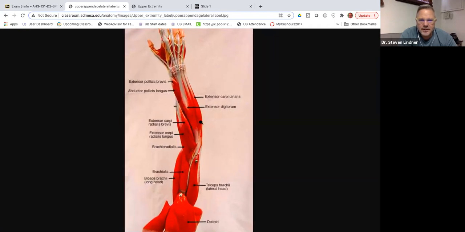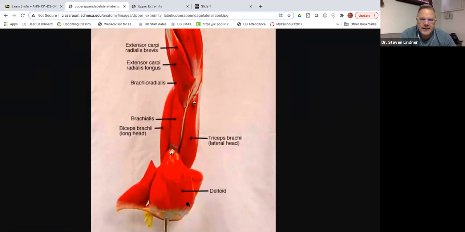Let's scroll up here and let's look at the shoulder, and we'll see here's the deltoid, here's the clavicle. So this portion is the anterior deltoid. Back here, posterior deltoid, and right in the middle, middle deltoid. So the anterior deltoid flexes the shoulder, posterior deltoid extends the shoulder, middle deltoid abducts the shoulder.